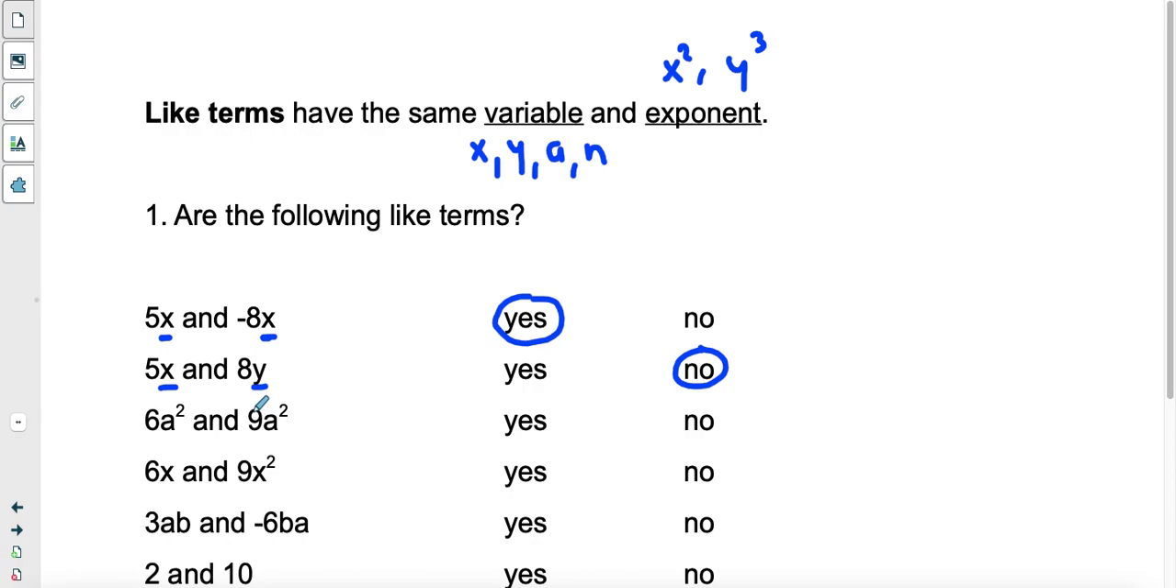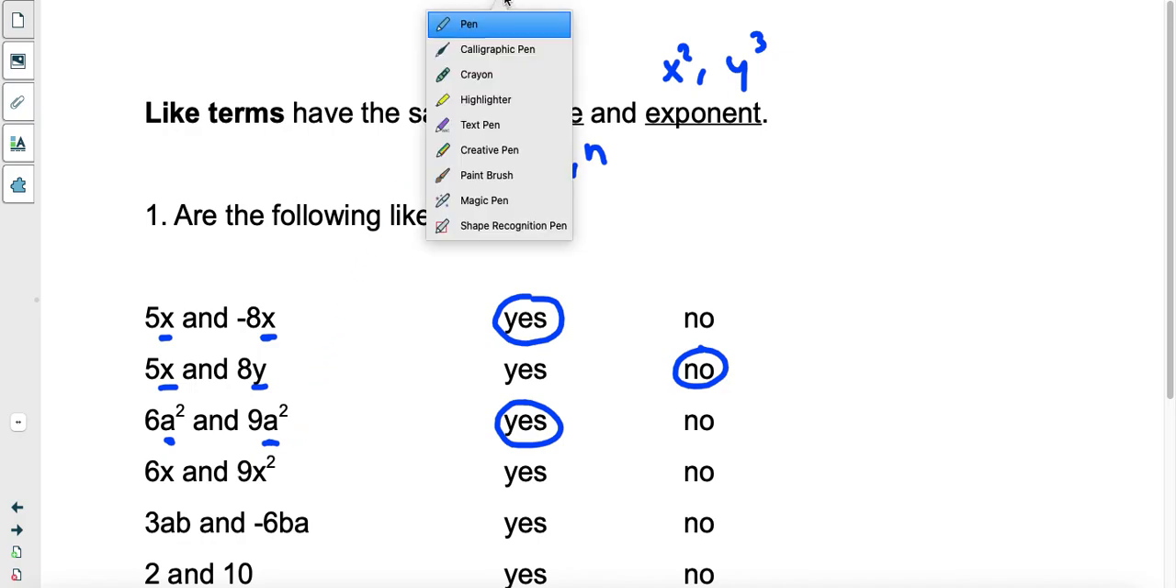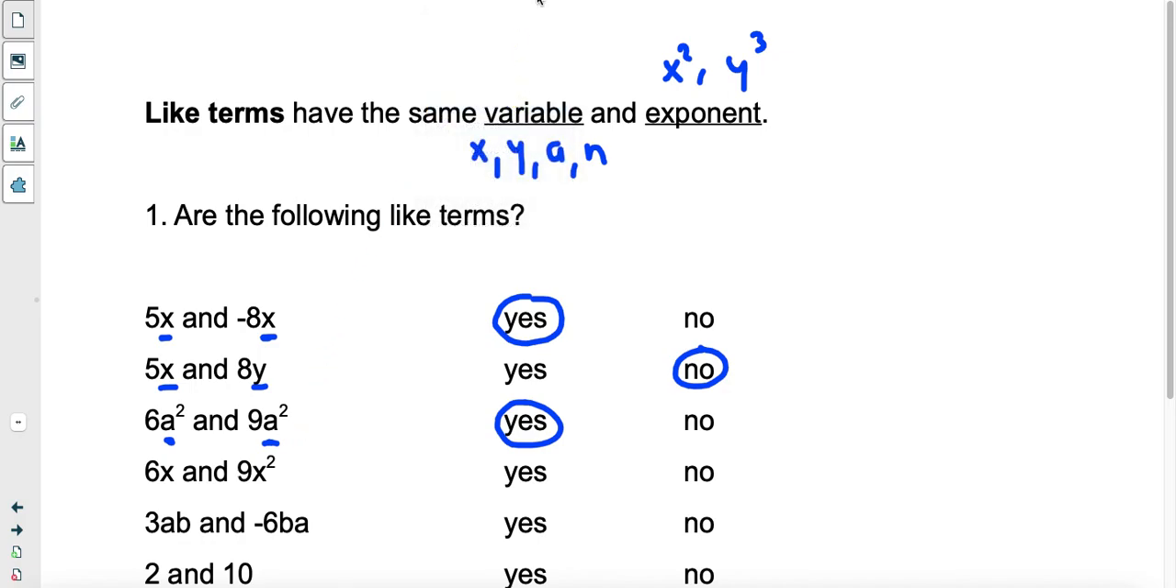Next one, 6a squared and 9a squared. These ones are going to be like terms because they have the same letter and they also have the same exponent, right? Both of these have an exponent of 2. So these are like terms.